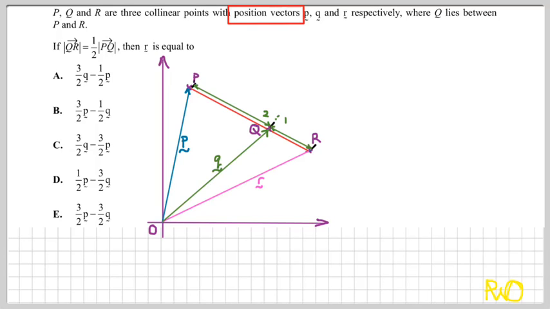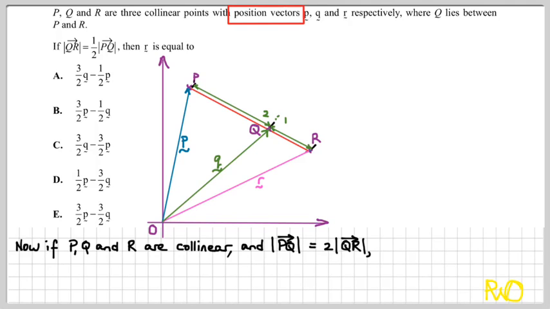Yeah, that's going to have to come into it somehow. So let's just put one foot in front of the other and see where we end up here. P, Q and R are collinear, and the magnitude of PQ is twice the magnitude of QR. So if they're collinear, that means they're parallel, doesn't it? They're parallel vectors sharing the same common point Q. Q is at the tail of one and at the head of the other, right?